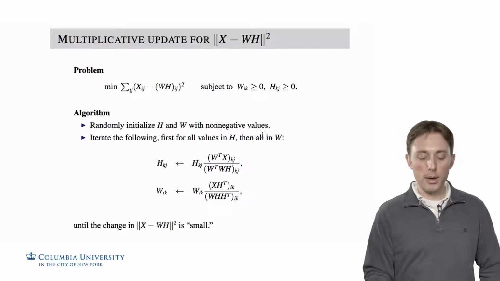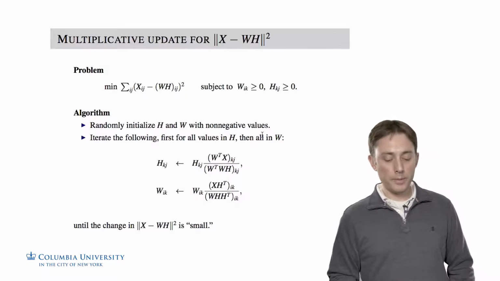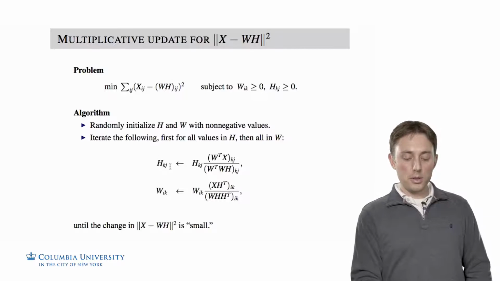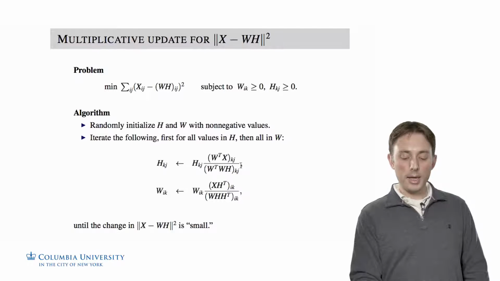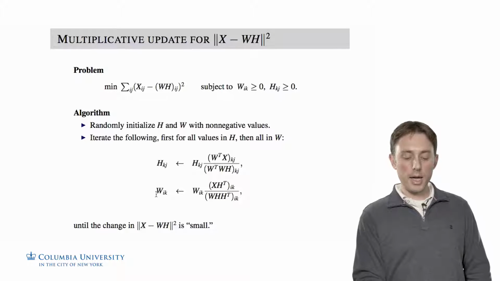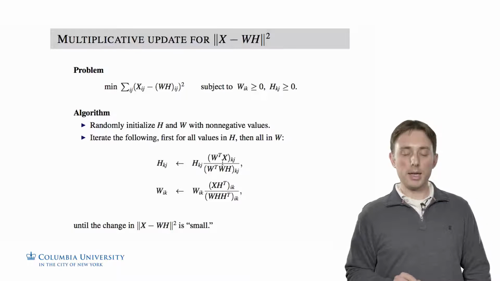The order actually doesn't matter, but we'll show it for that ordering. We first, for every element in H, so the kjth element for all k and all j, we update the kjth element by taking its old value and multiplying it by this gain. So this is why it's called a multiplicative update, because every update to each value in H and W is found by taking the old value and multiplying it by something.